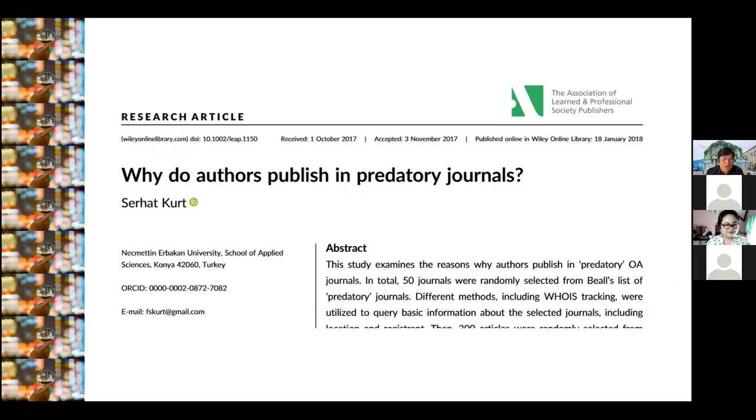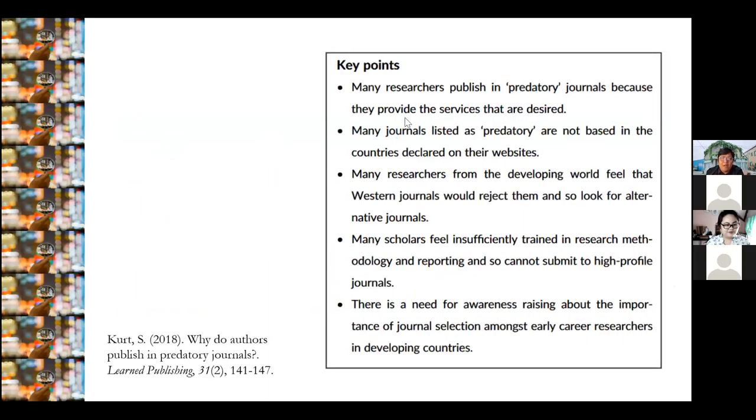Okay? Why do authors publish in predatory journals? So there was also an article in 2017 written by Kurt. And ito yung nakita niya. Many researchers publish in predatory journals because they provide the services that are desired. And what are those services? Rapid publication. Many journals listed as predatory are not based in the countries declared on their website.